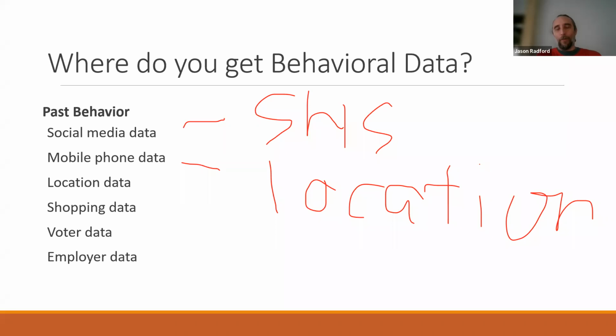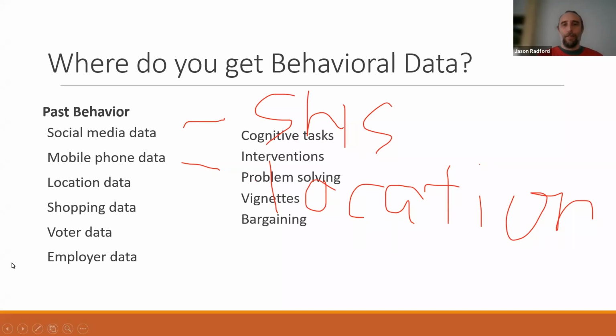Location data, you can get from Google. Shopping data, you can get somebody to send you their credit card receipts if you really wanted to, or bank statements if you really wanted to. Lots of things.